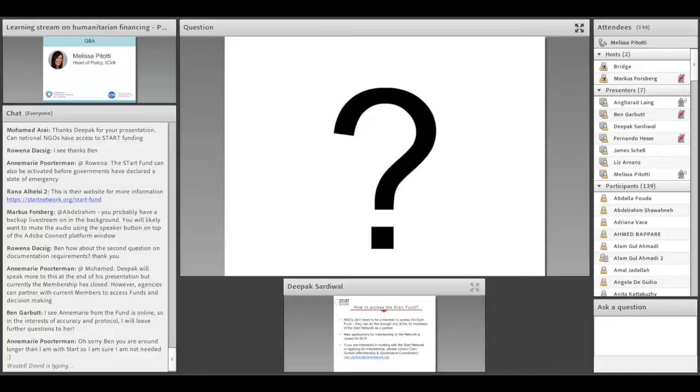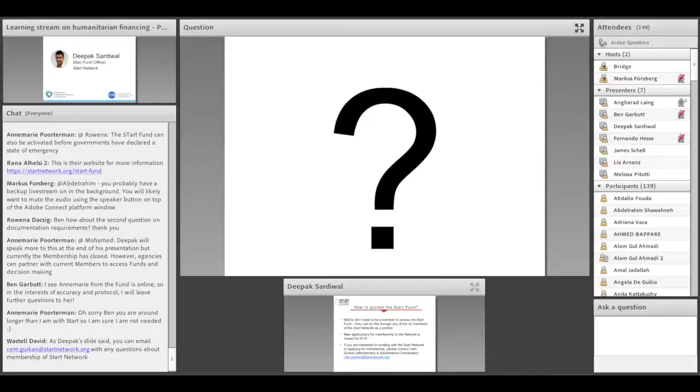And secondly, Ian from the UK is asking, you mentioned a lot about emergency response. Is there an ability for NGOs to access funding to invest in organizational capacity, or is it more about the response? Yes, fantastic questions. Thank you very much for those. The START Fund is, I'll tackle the second one first. The START Fund is largely focusing on providing rapid and early financing to humanitarian emergencies.